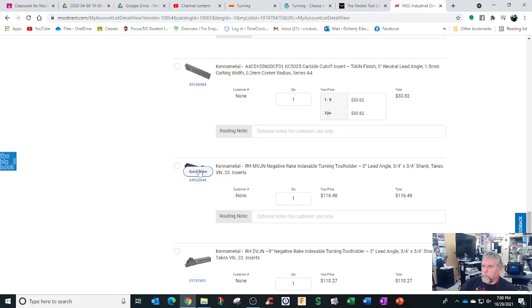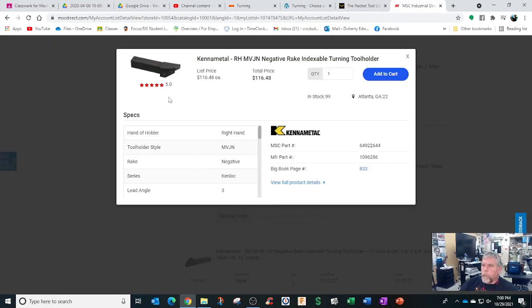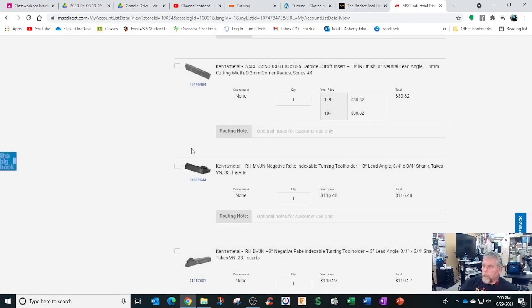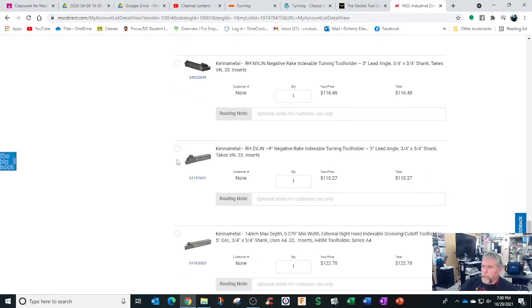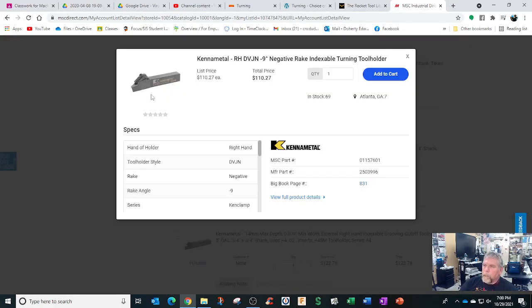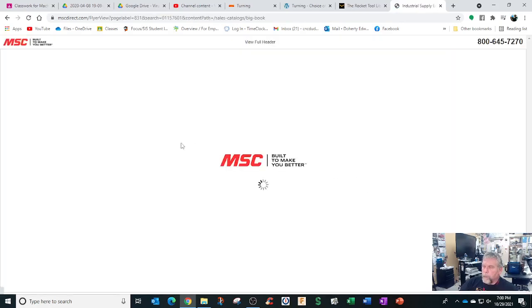And we had this kind of metal MVJN one, which let's just look at that. We didn't have the top-notch style inserts. We had to order another B series. I thought that was the one. Yeah, this is a D series negative rake holder. So we go to the big book catalog on the Kennametal.